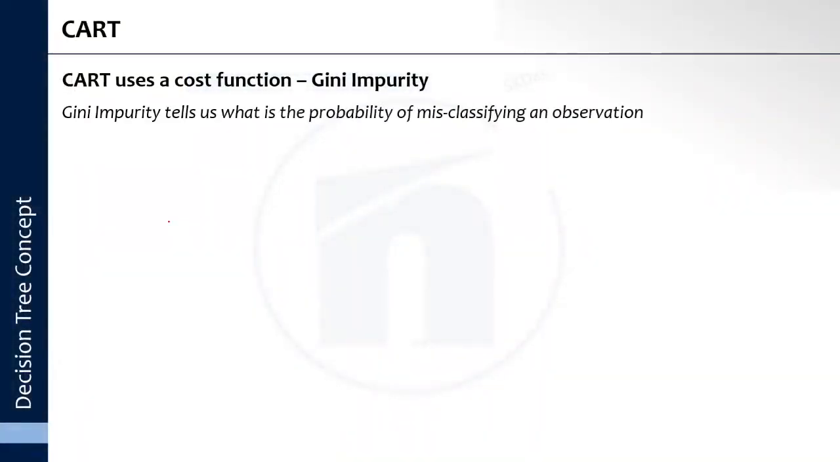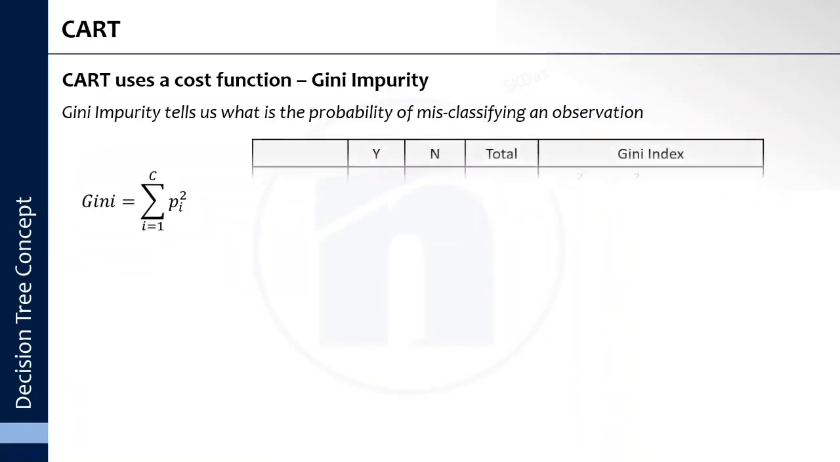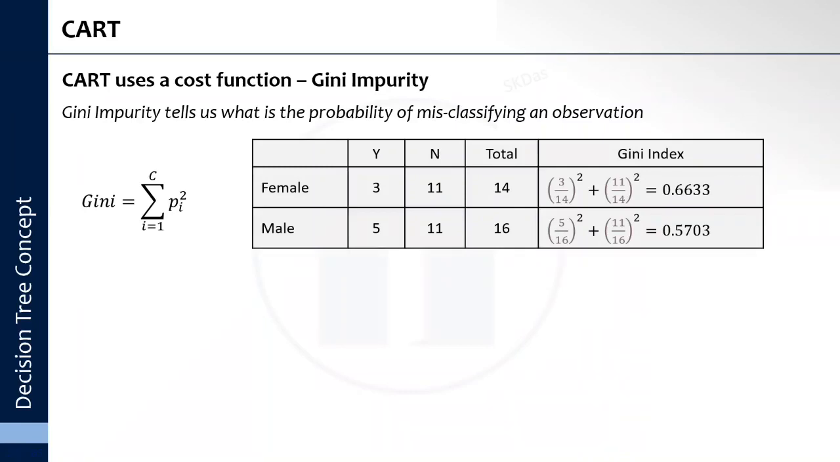To calculate the Gini impurity, we have to calculate Gini index first. Gini index calculation is the sum of squares of probabilities of each parameter being positive or negative result. So here, how many females are readmitted? 3 readmitted out of total 14 females. So the Gini index for female is (3/14)² plus (11/14)² equal to 0.66. Similarly for male, it is (5/16)² plus (11/16)² equal to 0.5703.